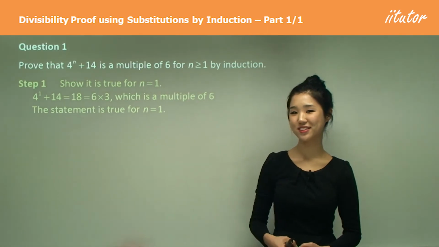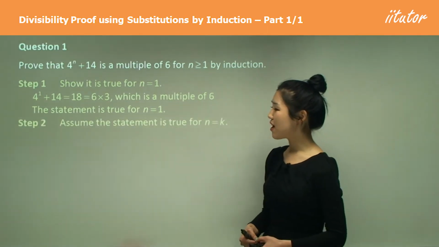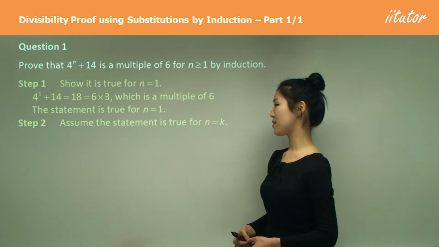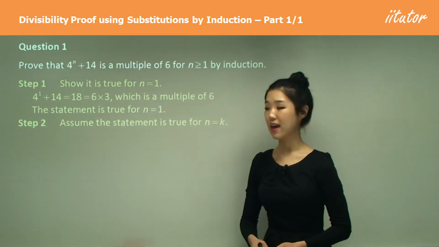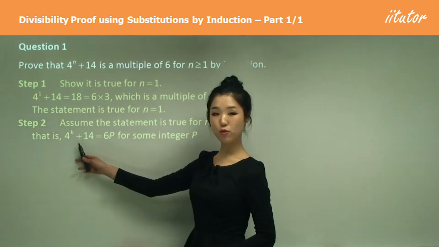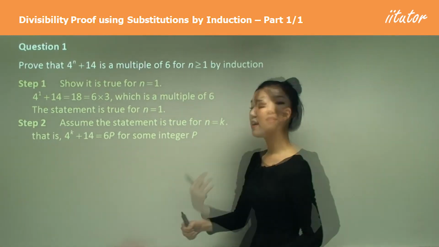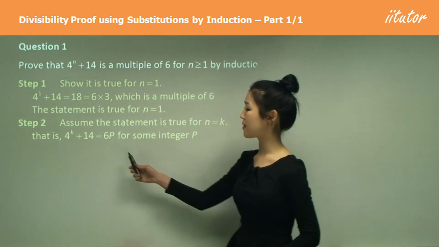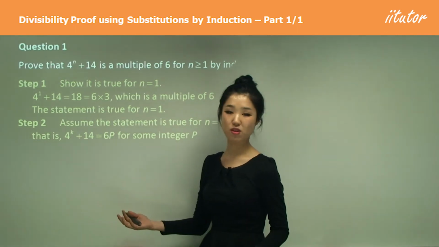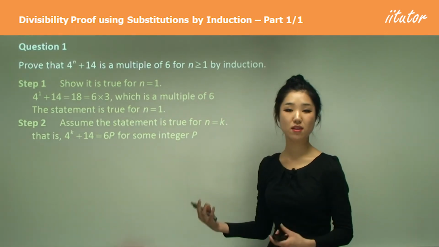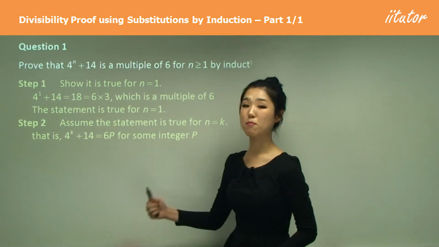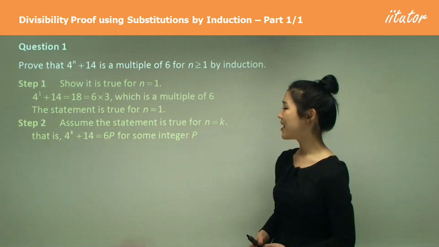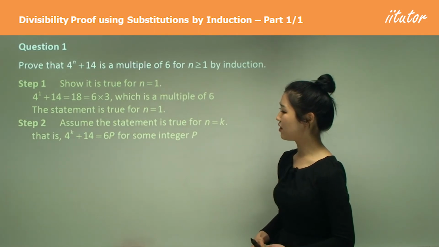Always make a conclusion. You can start step 2, the assumption. Assume that the statement is true for n equals k. Replace n with k, like this. 4 to the power of k plus 14 is divisible by 6. So I'm going to make that 6 times some integer p. 6 times p is a number that's a multiple of 6, isn't it? So I'm going to let that be 6p and make sure p is an integer. So that's step 2, that's our assumption.